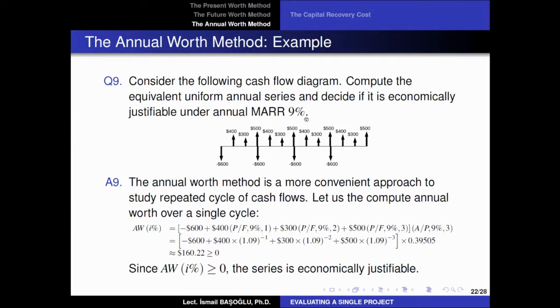So this means what? Under a 9% minimum attractive rate of return, instead of experiencing such a cash flow diagram, if we are just paid $160.22 in the end of every year, that cash flow diagram is going to be the same as this one. So for 12 years, instead of getting cash flow like this, if we just get cash flows in the end of every year as $160.22 under a 9% minimum attractive rate of return, that plan is going to be equivalent to this one.